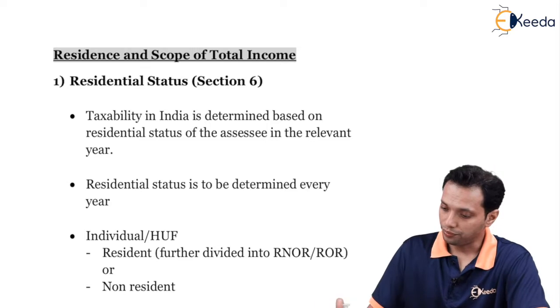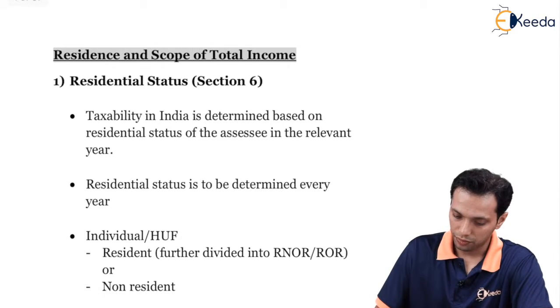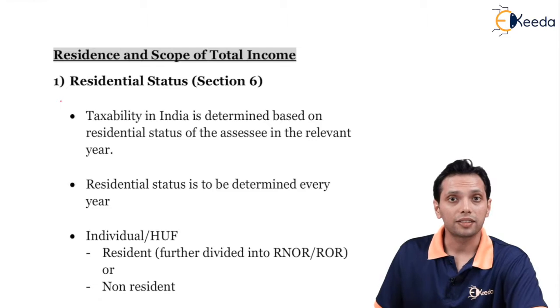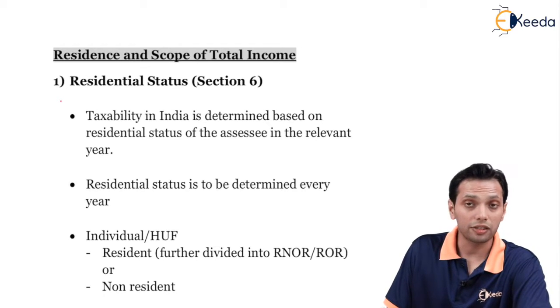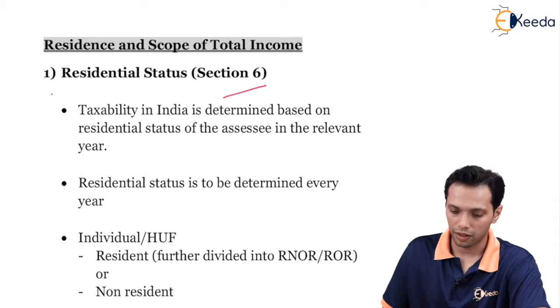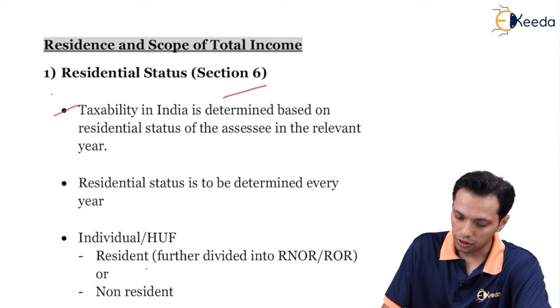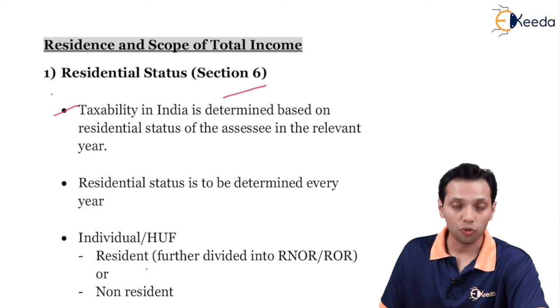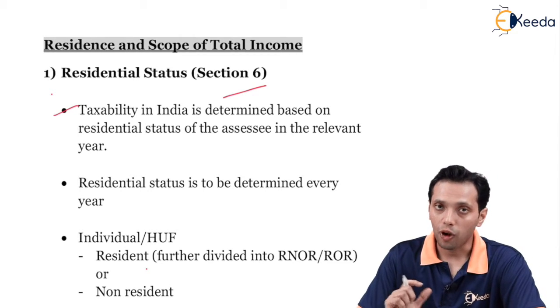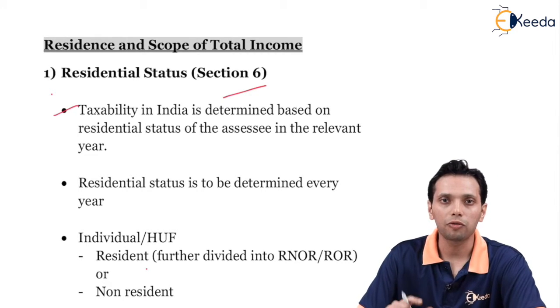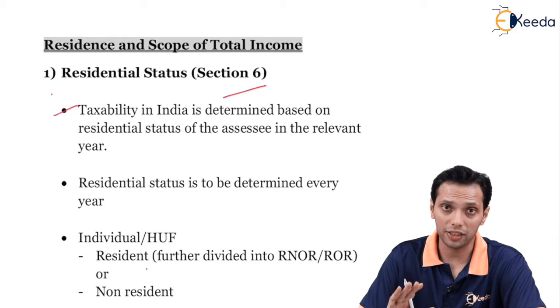On the screen, you can see residential status is defined under section 6. Residential status is to be defined as per section 6. Point number 1, taxability in India is determined based on residential status of the person in the relevant year. That's the point we discussed. Residential status is to be determined every year. So for every previous year, for the period from 1st of April to 31st March, the residential status of each and every person needs to be determined.